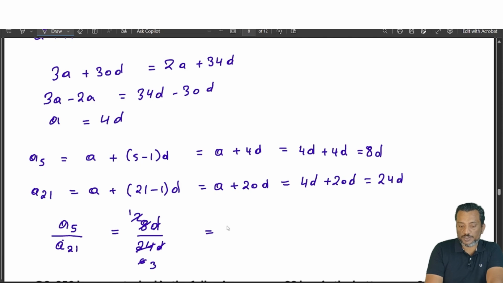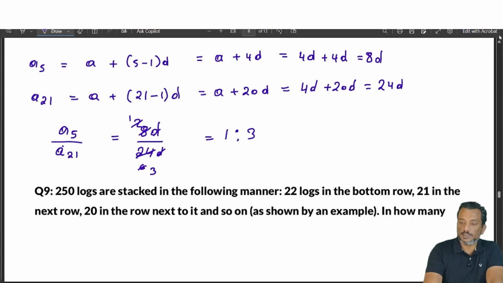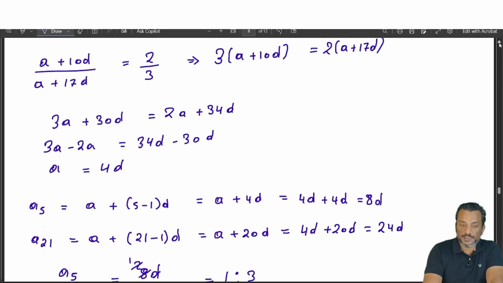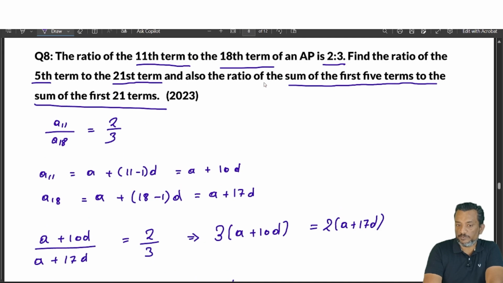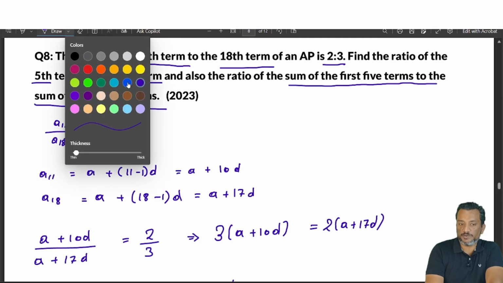So you will get the ratio 1:3. Okay. Now, this much is clear. Now it is saying, find the sum of the first 5 terms to the sum of the first 21 terms. Okay, so this is also done the same way.